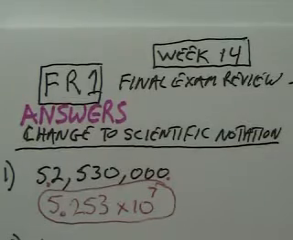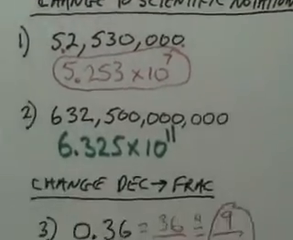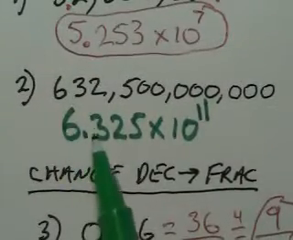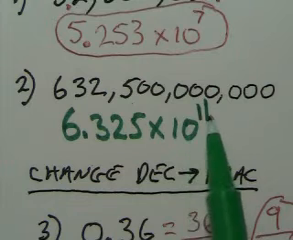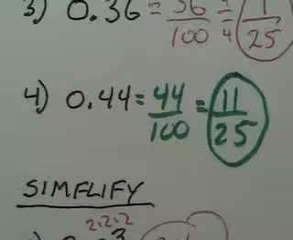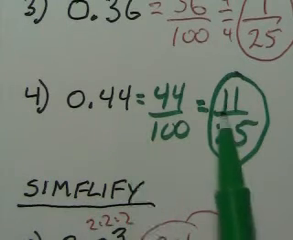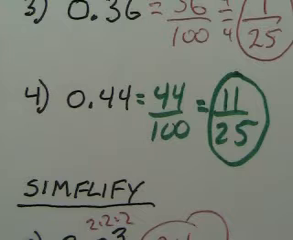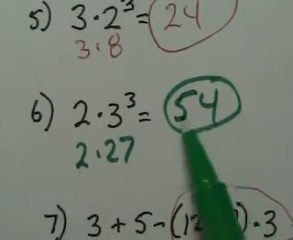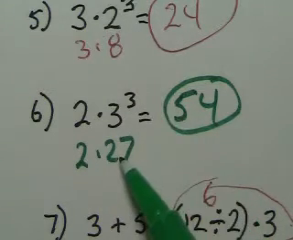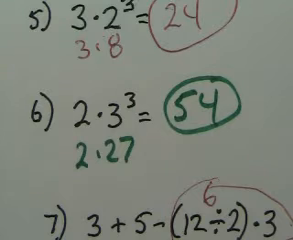Okay, let's go over the answers to the even problems. Number 2, 6.325 times 10 to the 11th power. Number 4, from a decimal to a fraction is 11 over 25. Number 6 is 54. 3 cubed, 3 times 3 times 3, is 27, times 2 is 54.